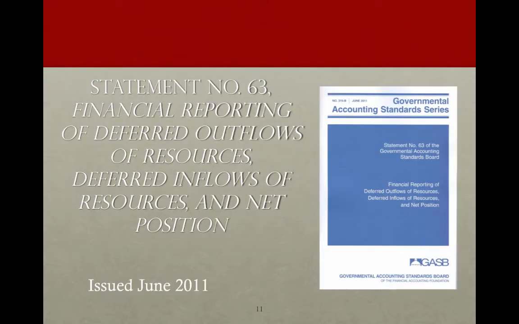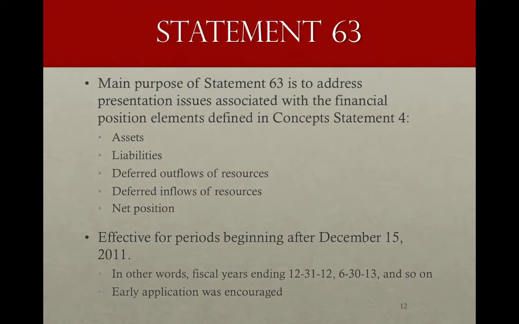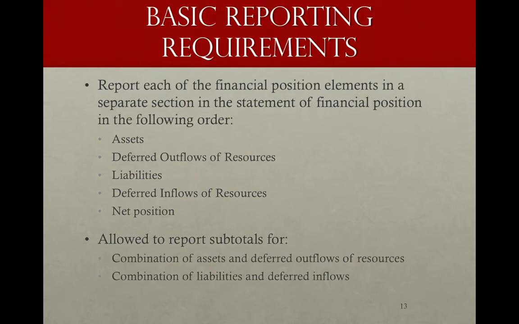Statement 63 is the pronouncement then that says where in the financial statements these deferrals should be reported. Basically, what they say is that they should be reported in their own section on the statement of financial position. So you have an asset section with total assets, deferred outflows of resources with a total for those, liabilities, total liabilities, all the deferred inflows, total deferred inflows, and then net position. That's the same in the balance sheet too, although some of the subtotals will appear in a different place.